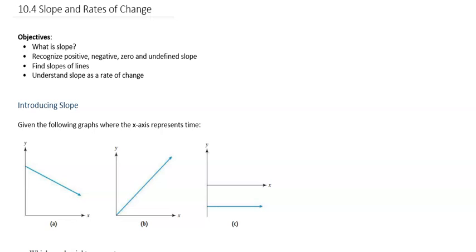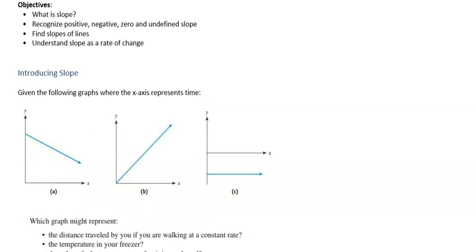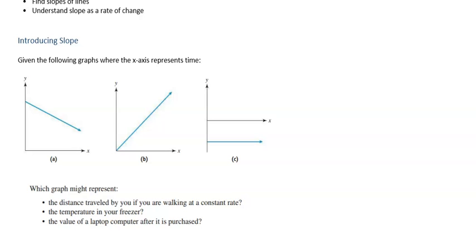So the objectives here are just to talk about what slope is, and recognize positive, negative, zero, and undefined slope. That's pretty important to be able to do. Find slopes of lines, and then understand slope as a rate of change. So first we're going to introduce slope and talk a little bit about what it is.